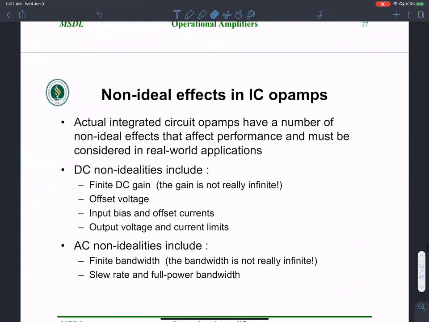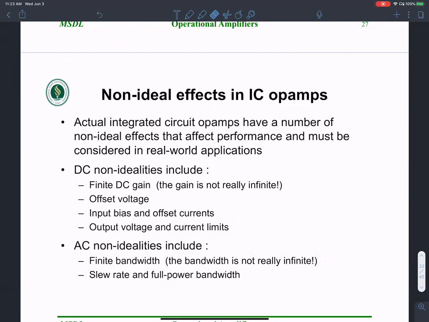Okay, so let's revisit the idea of ideal effects of op-amps. Earlier, I made some assumptions about operational amplifiers, right? The first assumption that I made was that the open loop DC gain, AV, is infinity. And the second assumption that I made was that the current II going into an op-amp is 0. And the third assumption that I made was that it has an infinite bandwidth.